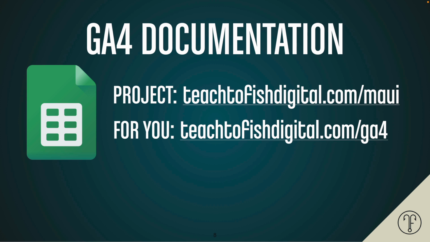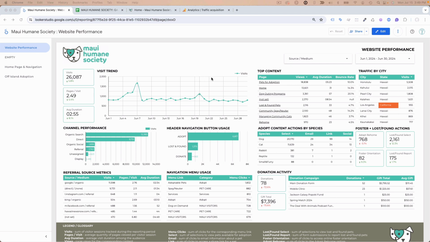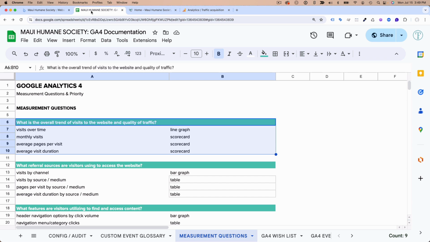Previous videos in this series talk about every step of the documentation process, including the GA4 audit, wish list preparation, Google Tag Manager tasks, etc. But again, the idea with all this documentation is if we do not write it down, it does not exist. Okay. So if we're looking at our dashboard, here she is, right? This is the final product. Now we are going to build this out during this video so you can see how the donuts are made. But to put all this together, we first start with documentation, right?